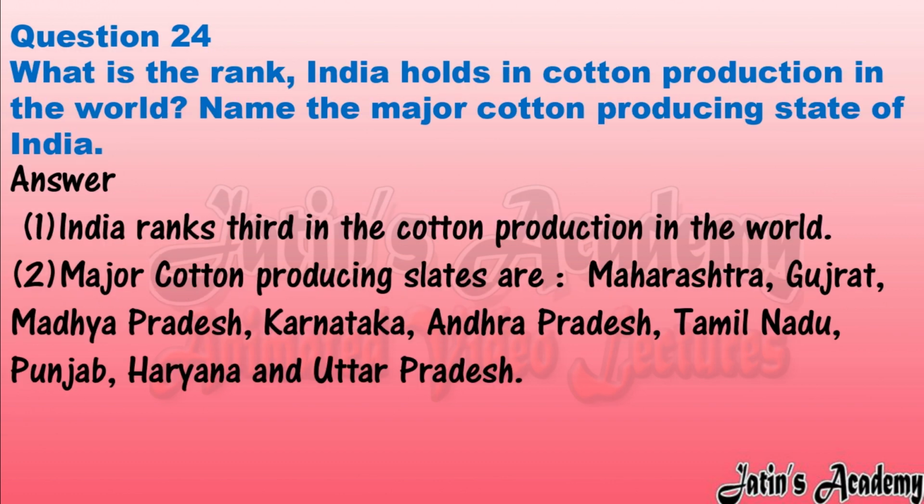Question 24. What is the rank India holds in cotton production in the world? Name the major cotton producing states of India. Answer: 1. India ranks third in cotton production in the world. 2. Major cotton producing states are Maharashtra, Gujarat, Madhya Pradesh, Karnataka, Andhra Pradesh, Tamil Nadu, Punjab, Haryana, and Uttar Pradesh.